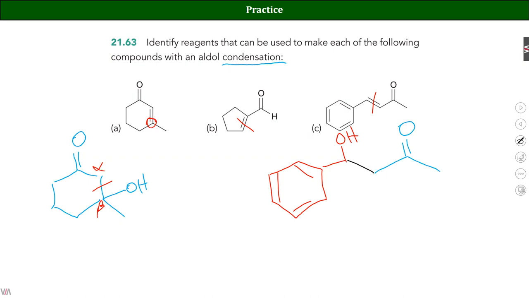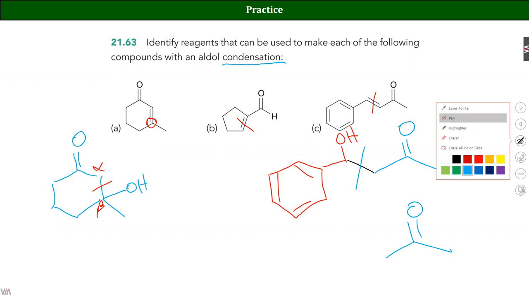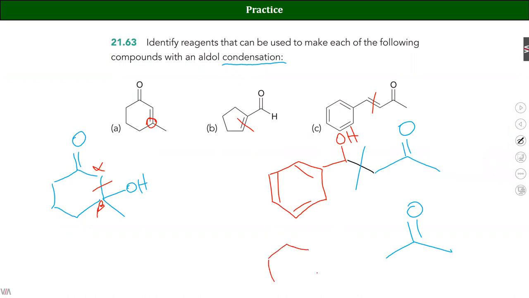And remember, the bond is formed between the alpha and the beta carbons relative to the remaining carbonyl. So the molecules we started with would be benzaldehyde and acetone in this case. We would need specifically to deprotonate the acetone with LDA or sodium hydride on its own and then expose it to benzaldehyde.